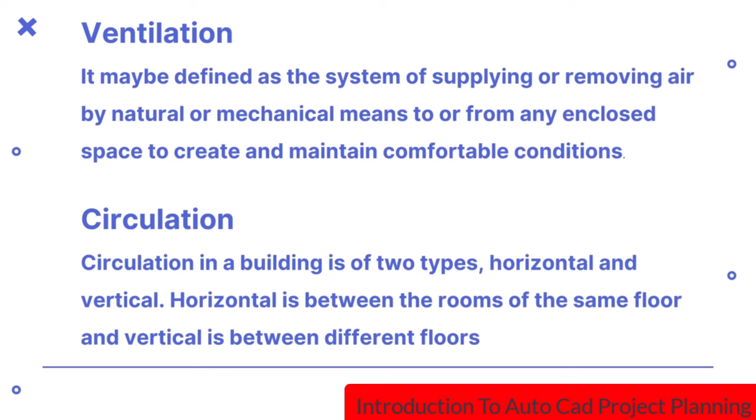Vertical circulation is between different floors and can be achieved by the judicious provision of staircases. Minimum area with sufficient light and ventilation is the basic requirement of both types of circulation units. They should add to the convenience, comfort, and privacy of the users. Staircase planning requires consideration in the selection of rise, tread, width of stairs and landing, and design of the handrail.